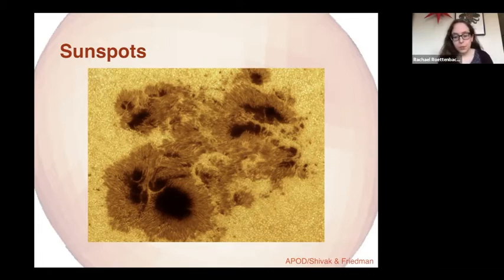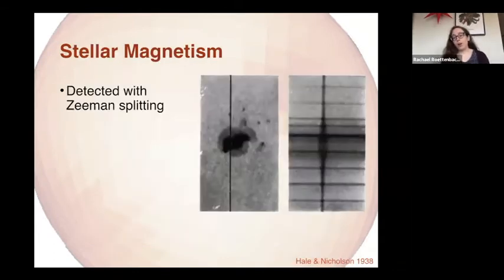So just to give you that idea so you can get a better picture of what I'm talking about in your head. We know that these are magnetic features. In the mid 20th century, Hale and Nicholson decided to put a slit across a sunspot, and they were able to see that there was splitting happening. You can see that here on the right. This was Zeeman splitting, which we know from atomic physics is due to a strong magnetic field. So this gave us the indication that these are magnetic phenomena.